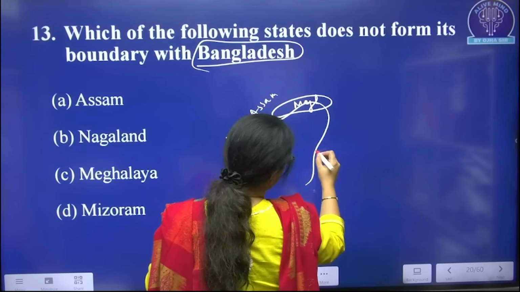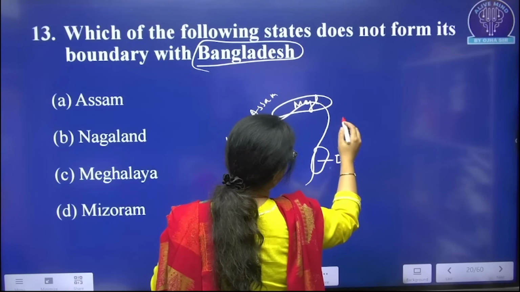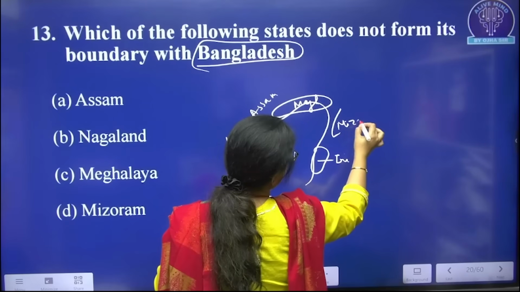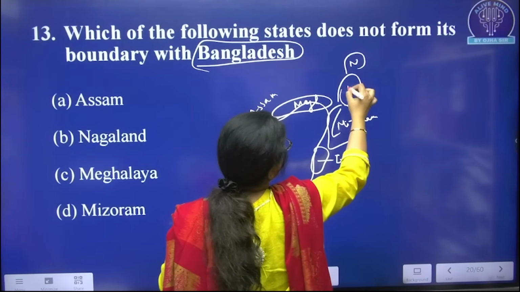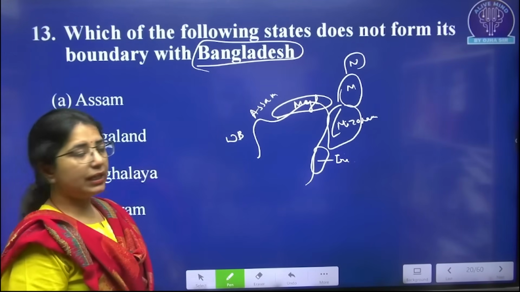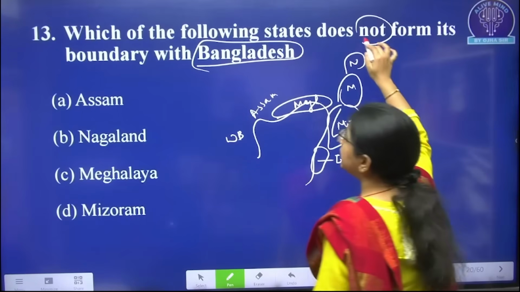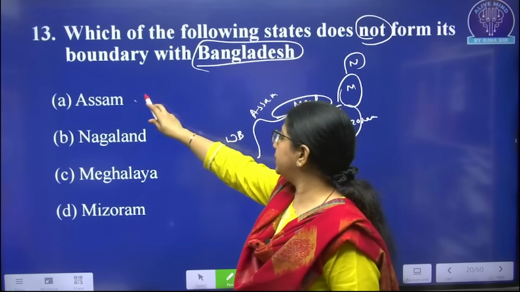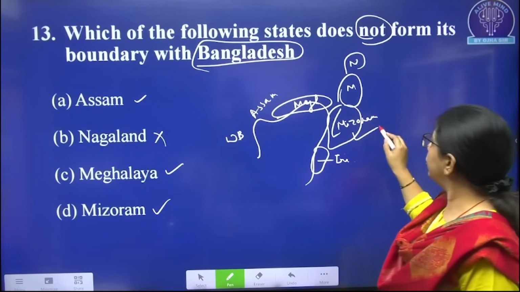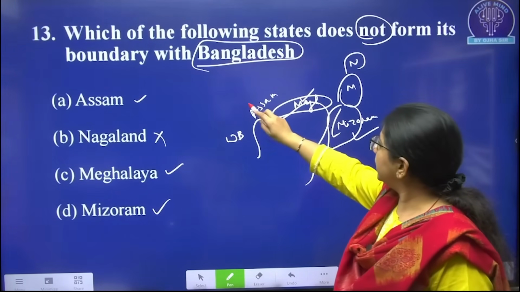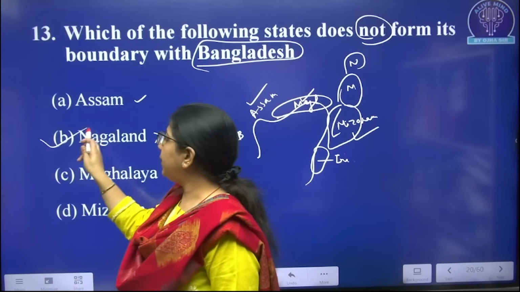Then somewhere here it is Tripura, and then Mizoram. Here will be Manipur and Nagaland. This is Bangladesh and the states bounding it. Which of the following states does not form its boundary with Bangladesh? Assam forms. Nagaland does not form. Meghalaya forms and Mizoram also forms. Nagaland is way north. So here the answer is B.